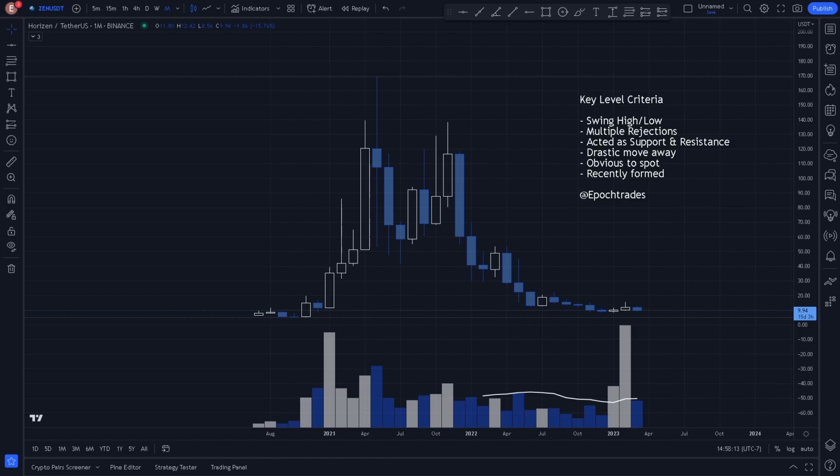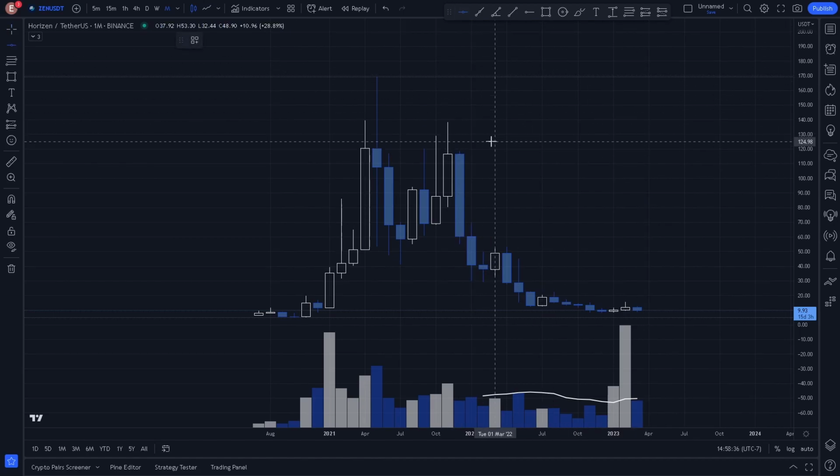Today we're going to be covering key levels on the monthly and weekly chart for Horizon. So, as always, our key level criteria: we look for swing highs and swing lows, multiple rejections, acted as support and resistance, drastic moves away, obvious to spot, and recently formed. So, let's go ahead and hop right in.